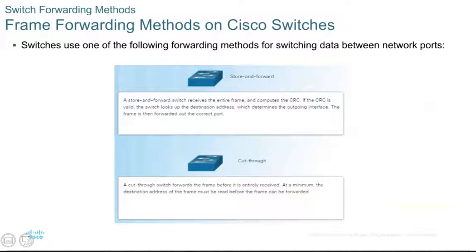Right now, when a switch needs to forward a packet or frame from one port to another port, how does it do that? There are two common methods.